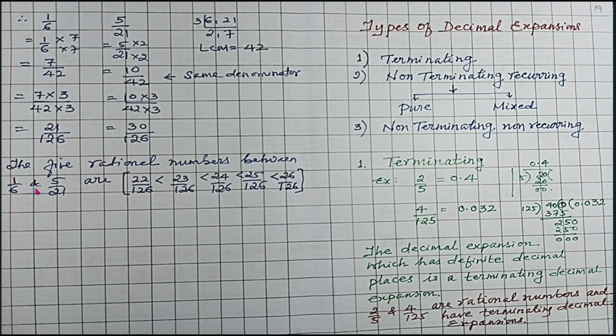So the required rational numbers between 1 by 6 and 5 by 21 are 22 by 126, 23 by 126, 24 by 126, 25 by 126 and 26 by 126. Further we can continue, but we require only 5 rational numbers in this.